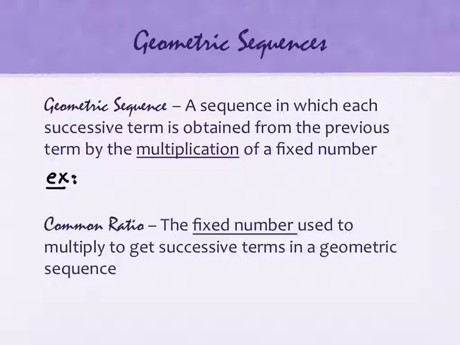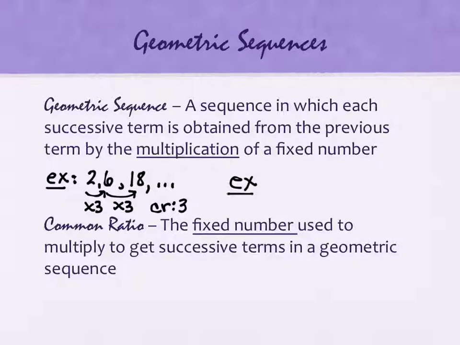Let me do an easier example to start with. What would the common ratio be on this one? Yes, multiplying by 3. So our common ratio would be 3. Let's do one that's a little bit more interesting, perhaps.